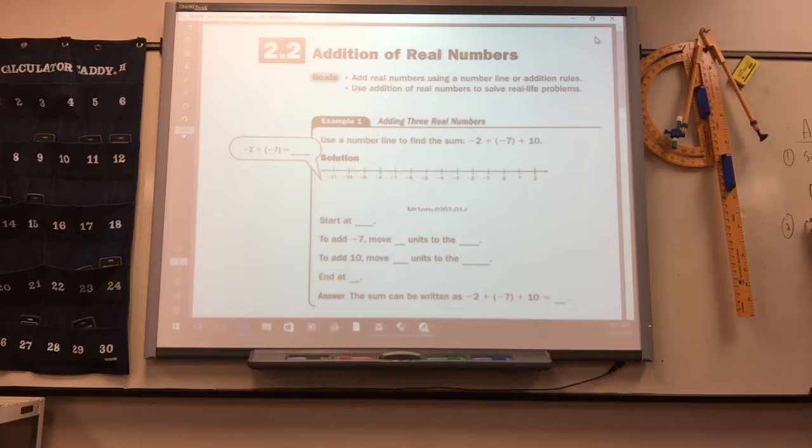If the signs are different, you subtract them, right? So if you got negative 6 plus 2, that'd be negative 4. You subtract them and then keep the sign of the bigger number because there's more of them.